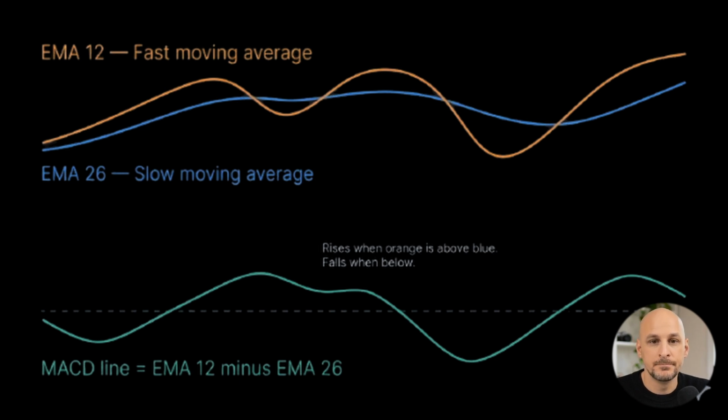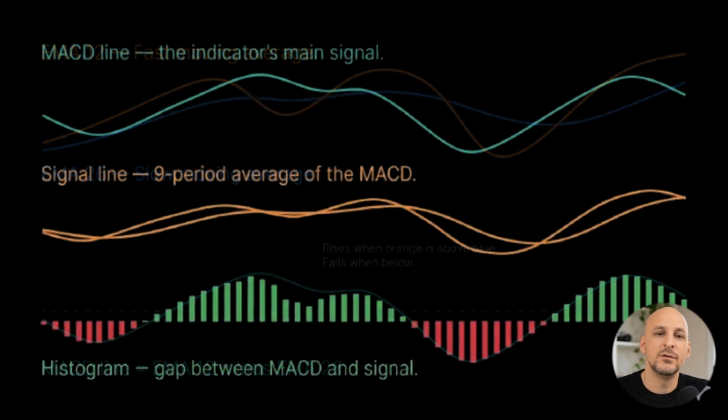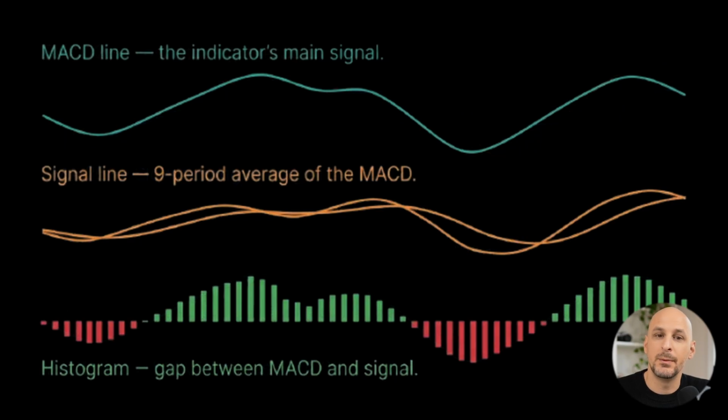momentum is fading. The MACD indicator is usually displayed with a histogram in the background. This histogram is simply the visual representation of the gap between the MACD line and the signal line. It provides a quick at-a-glance read on whether momentum is accelerating or losing steam. The taller the bars, the greater the divergence between the two lines.